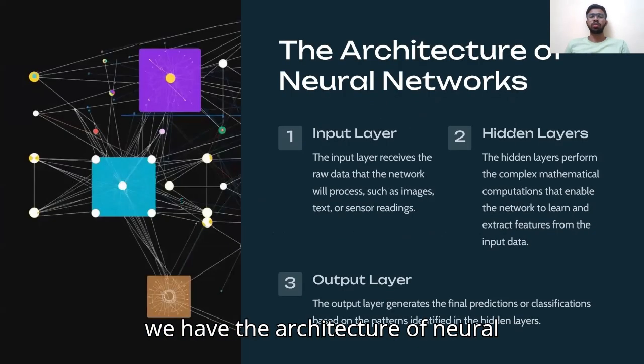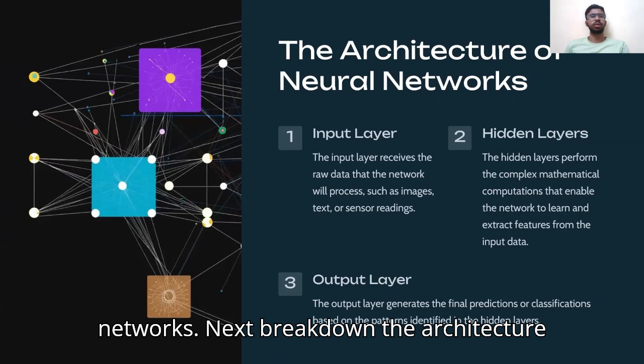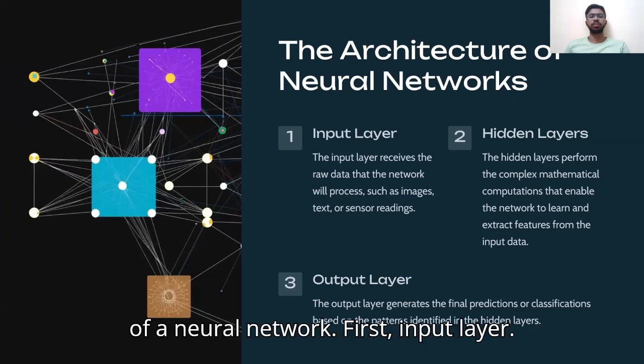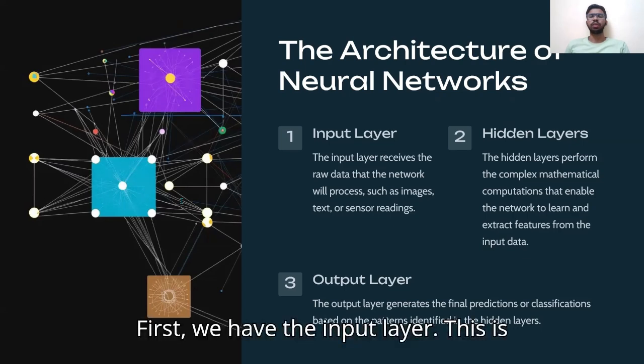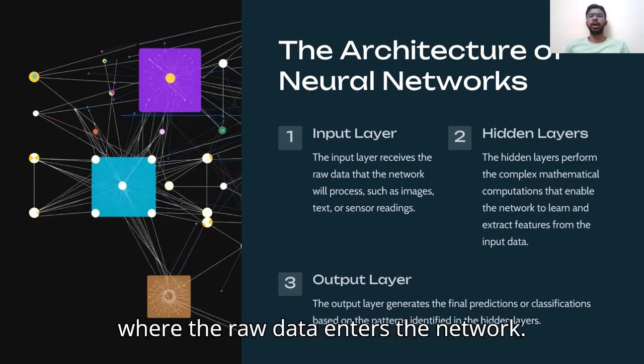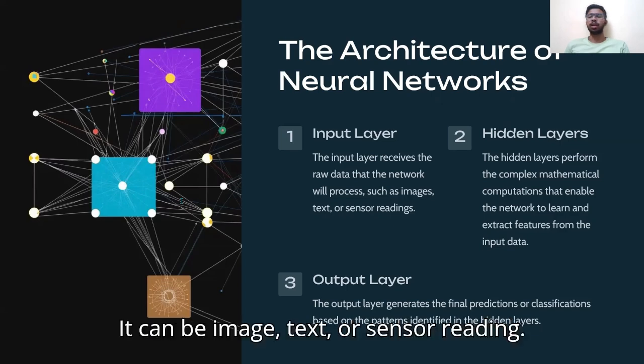Next, we have the architecture of neural networks. Let's break down the architecture of a neural network. First, we have the input layer. This is where the raw data enters the network. It can be an image, text, or sensor reading.